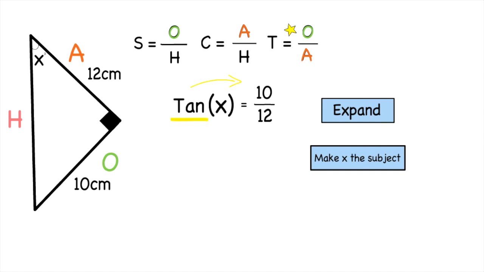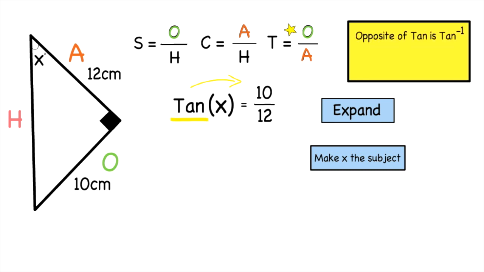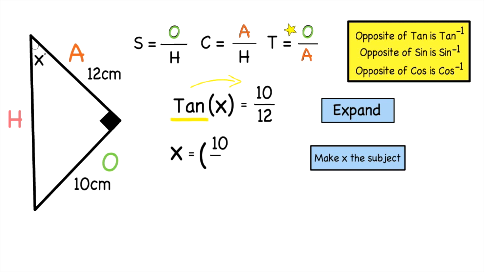It's not as easy as just dividing the other side by tan, because tan, sin, and cos are unique. The opposite of tan is tan to the negative 1, the opposite of sin is sin to the negative 1, and the opposite of cos is cos to the negative 1. So that means if I put it onto the other side of the equals, I have to make it tan to the negative 1.